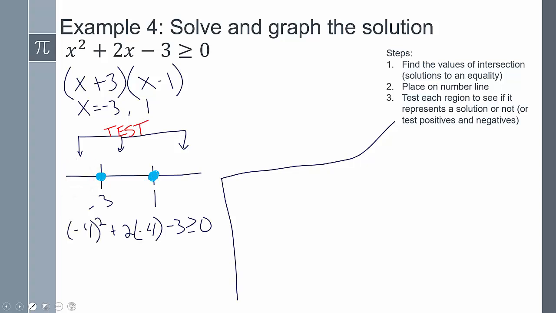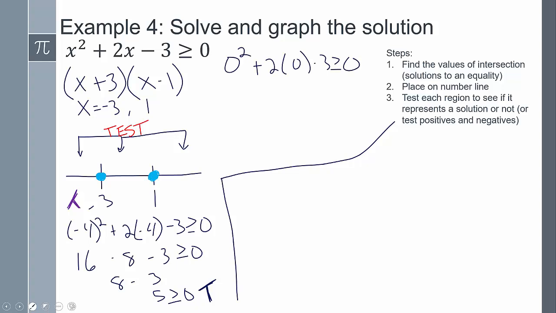And so I plugged that -4 into my function, and I want to see, is that going to be true or false? And so that turns to 16, -8, -3. I get 5 is greater than or equal to 0. That's true. And so because that's true, let's move on. Eventually I'm going to shade that, but we'll move on for now. Let's just find all the true or falses first.